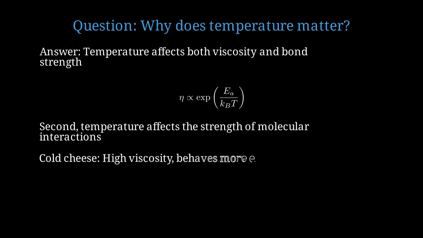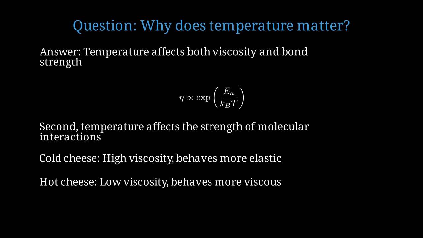Cold cheese has high viscosity and strong intermolecular bonds. It behaves more like an elastic solid and tends to snap when pulled. Hot cheese has low viscosity and weaker bonds. It behaves more like a viscous liquid and stretches easily into long strings.